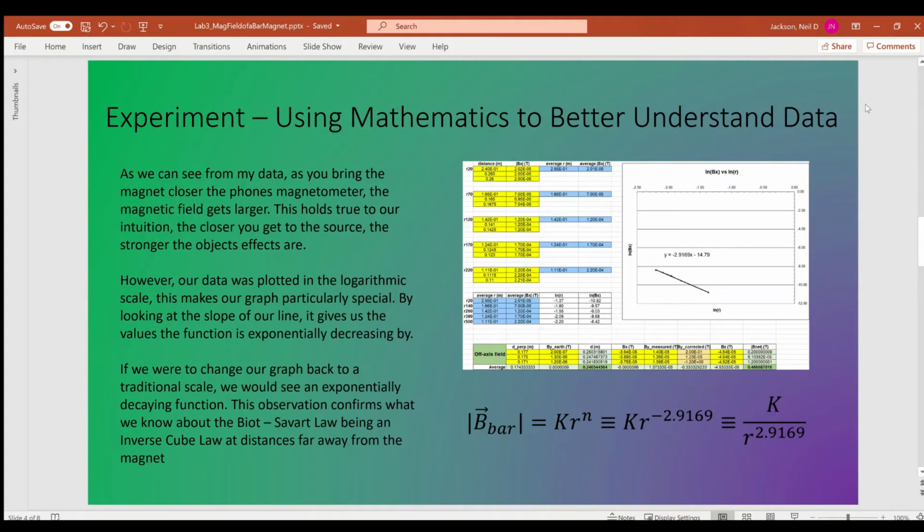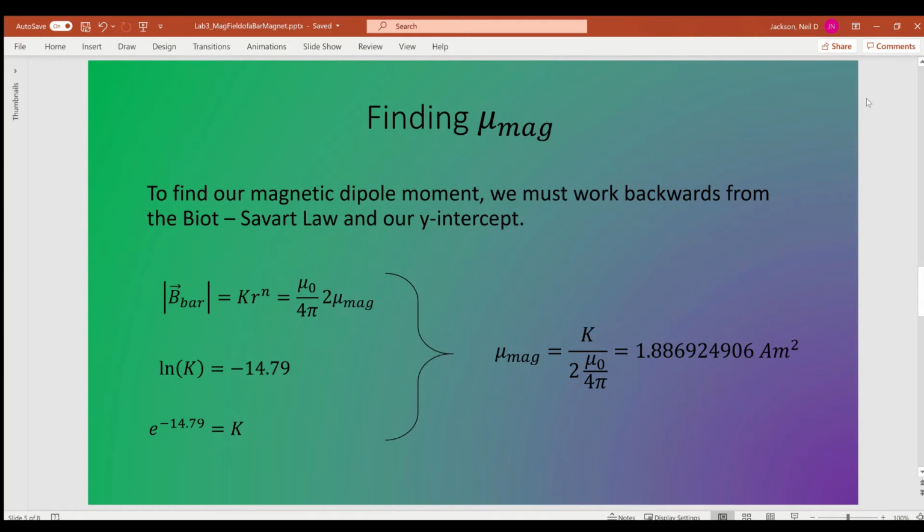This points to the fact that the Biot-Savart law is truly an inverse cube law at distances very far away from the magnet. In order to calculate the magnetic dipole moment, we worked backwards from the Biot-Savart law and the y-intercept and the other formulas given to us in the lab document to get that mu mag is equal to k over 2 times the magnetic constant, which came out to be roughly 1.89 amps meters squared.